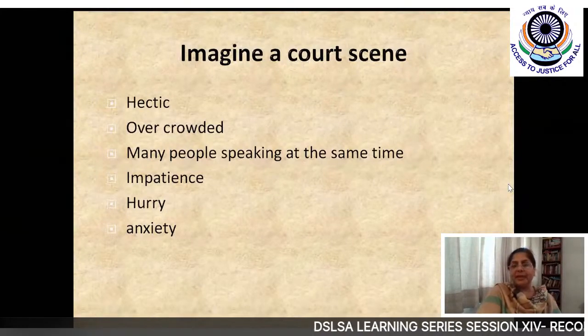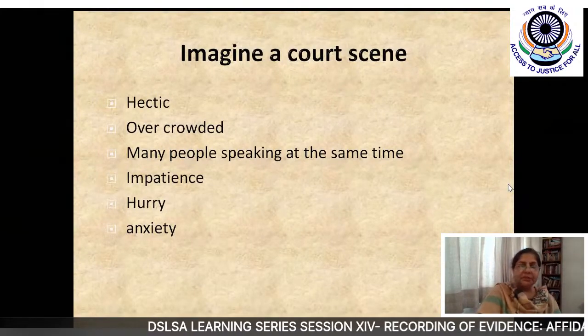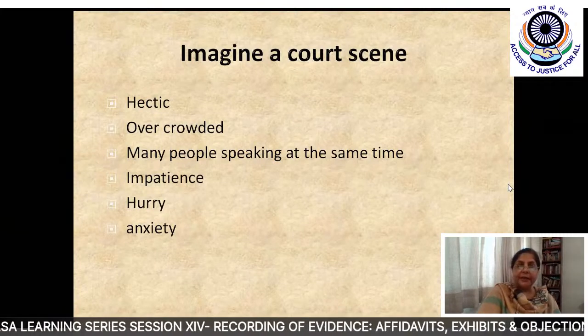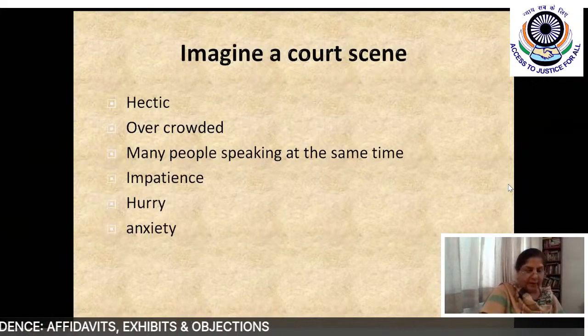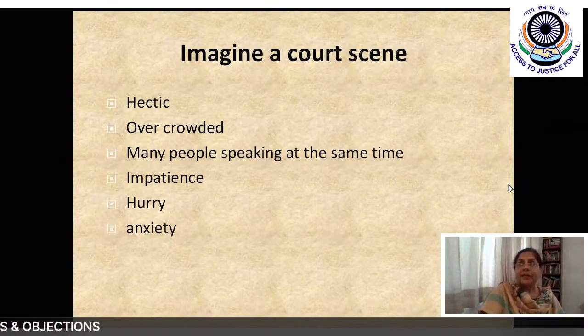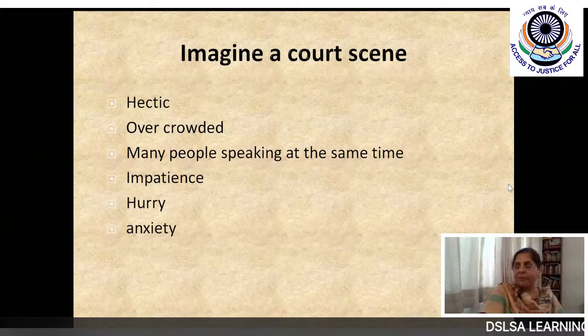Many people are speaking at the same time. There's a lot of impatience. Everybody is in a hurry. And the person who has to tender the evidence, or whose case is being taken up, has a lot of anxiety.